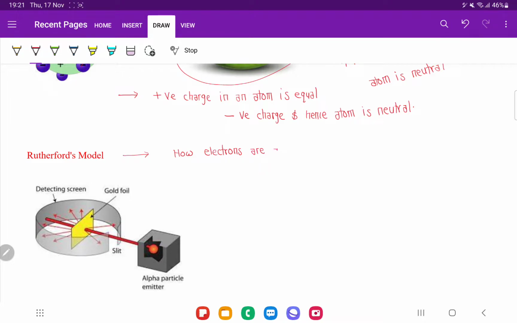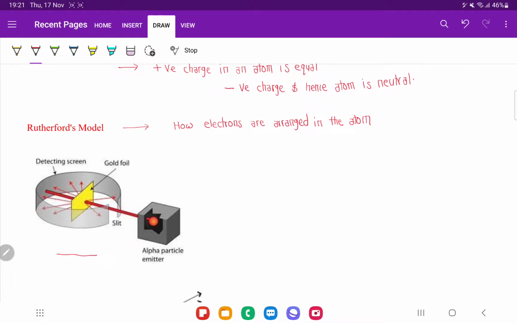So what he did, he designed an experiment. You can see the experiment here. He took this gold foil. Foil means a very thin film. And he took this emitter here. This emitter is emitting alpha particles. So what is an alpha particle? Do you know what an alpha particle is?